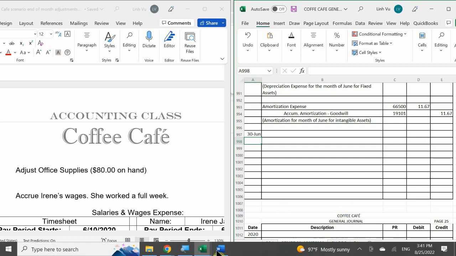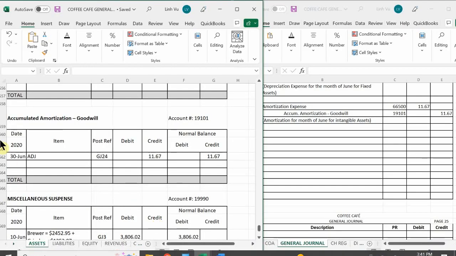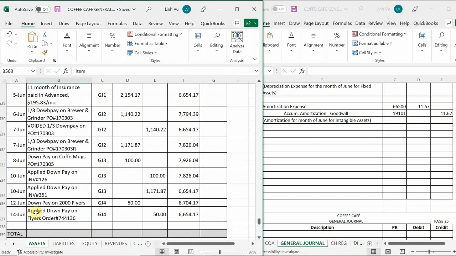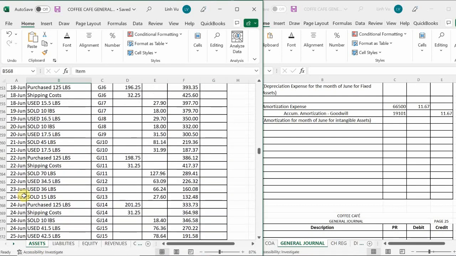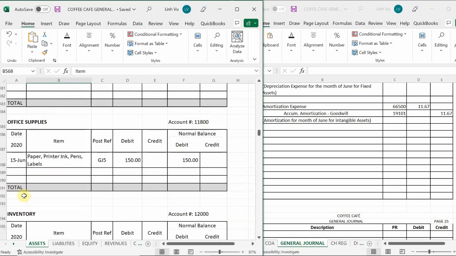In your ledgers, good. That's how you find out the value of your total office supplies. So in this case, under assets, we're going to locate my office supplies. It should be right above. Here it is, office supplies. We bought paper, printer ink, some pens, and some labels. We bought a total of $150 worth.